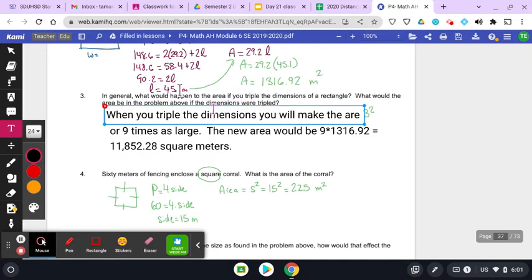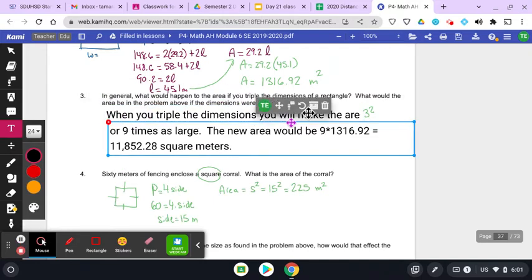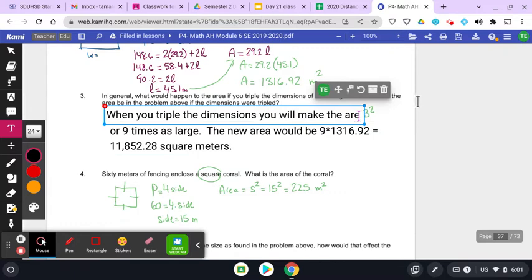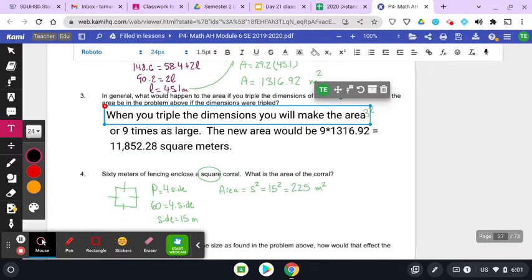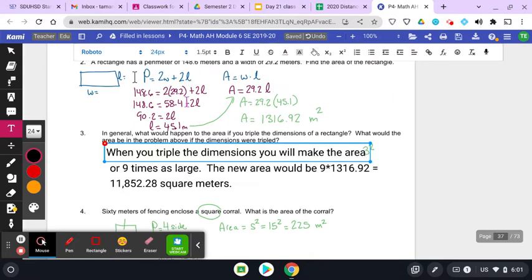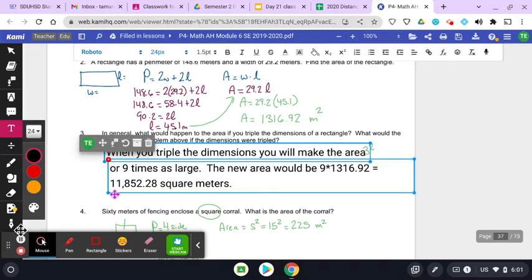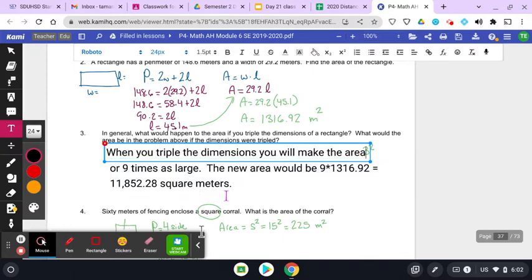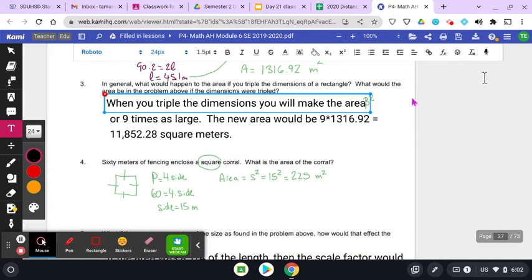All right, check your work. So when you triple the dimensions, you are making the area 3 squared or 9 times as large. So I don't have to sit there and actually change the side lengths I had up there. I can just take the area answer and multiply it by 9. And when I do that, I get 11,852.28 square meters.